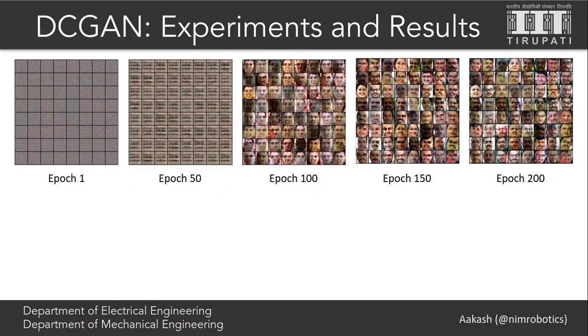Finally, I present some results of the DCGAN on my custom dataset. So first we have epoch 1, that is almost noise, and then we can see that there is some kind of structure appearing out of the noise, and as we progress with the epochs, we can see faces that begin to appear.